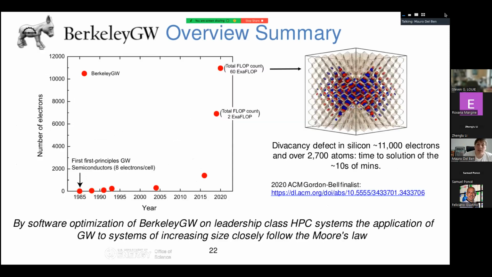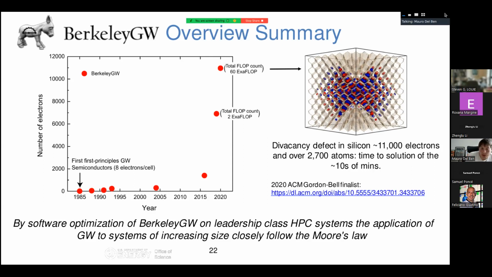All right, to summarize, this is a plot that shows how, by developing our software package on increasingly more powerful HPC facilities and making it possible to exploit this increasing computational power, we have been able to scale the system size we can tackle along with Moore's law, which describes the exponential growth of computational power over time.